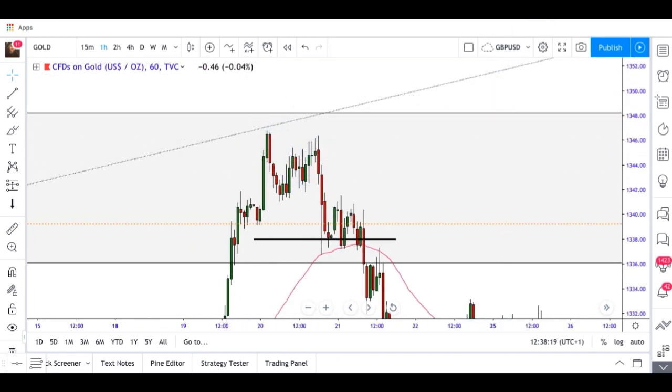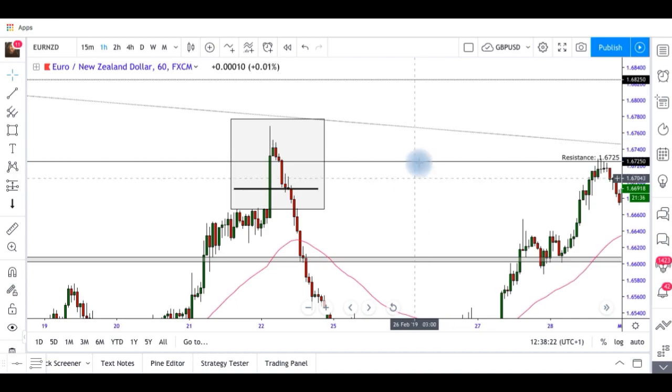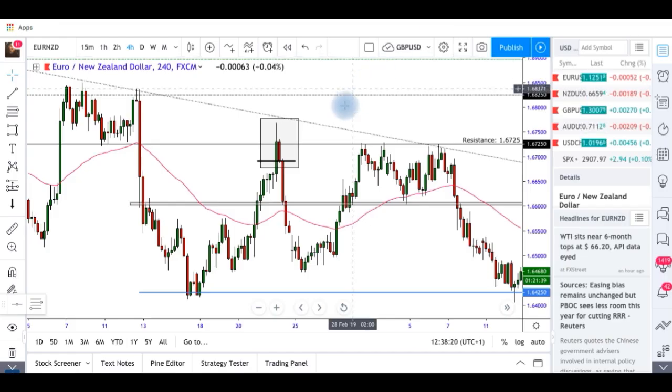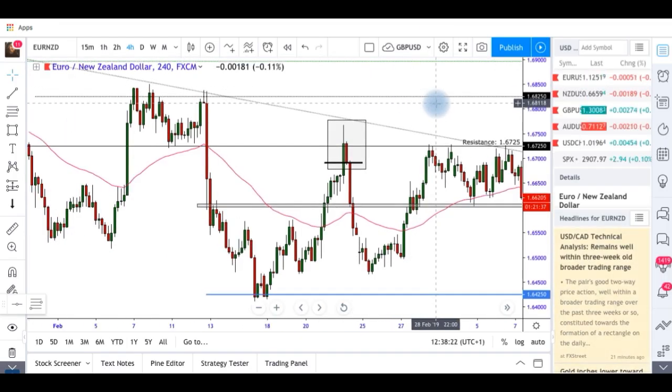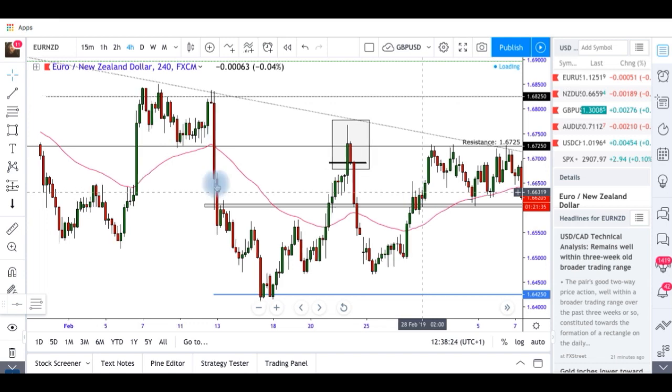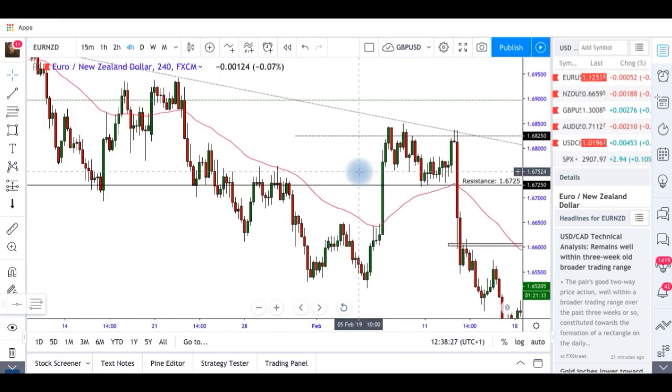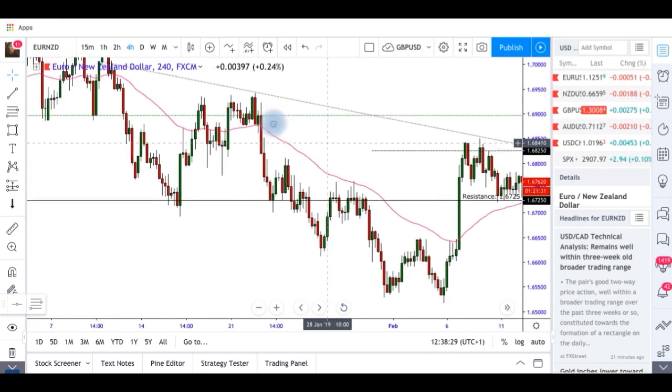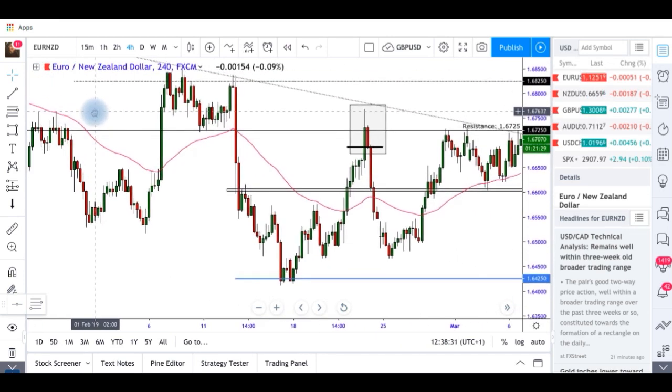We could have just gone down to the hourly. Now this is another example here. This is the 4 hour chart on Euro NZD. We were making lower lows and lower highs. As you can see, we're being capped by this trend line. Lower lows, lower highs, lower lows, lower highs.